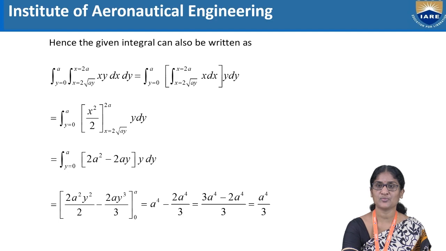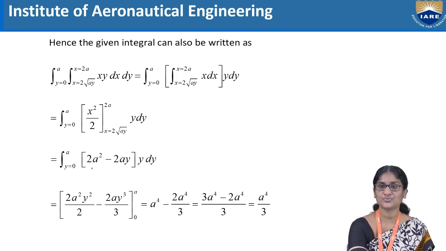x square by 2. Now, it's time to substitute limits for x. The upper limit is 2a and the lower limit is 2 root ay. Substitute the limits. I got the answer as 2a square minus 2ay into y into dy, y is equal to 0 to a. So expand everything and now you start integrating with respect to y.